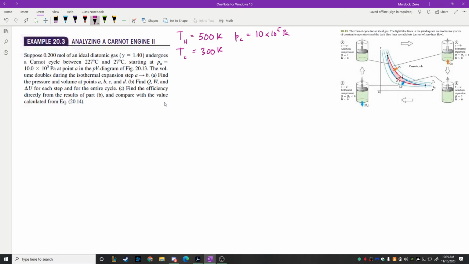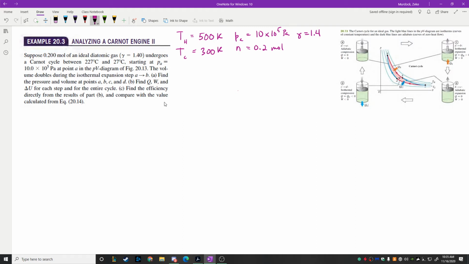What else do we know? We got 0.2 moles, so N equal to 0.2 moles. And we've got gamma equal to 1.4, which feels like gamma is always 1.4 in these problems. And that's what we got. So we need to find the pressure and volume at all the points.